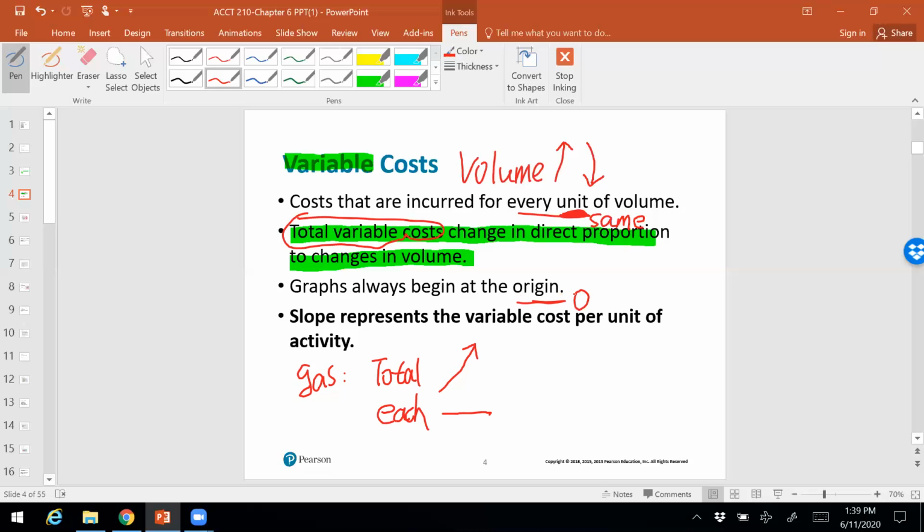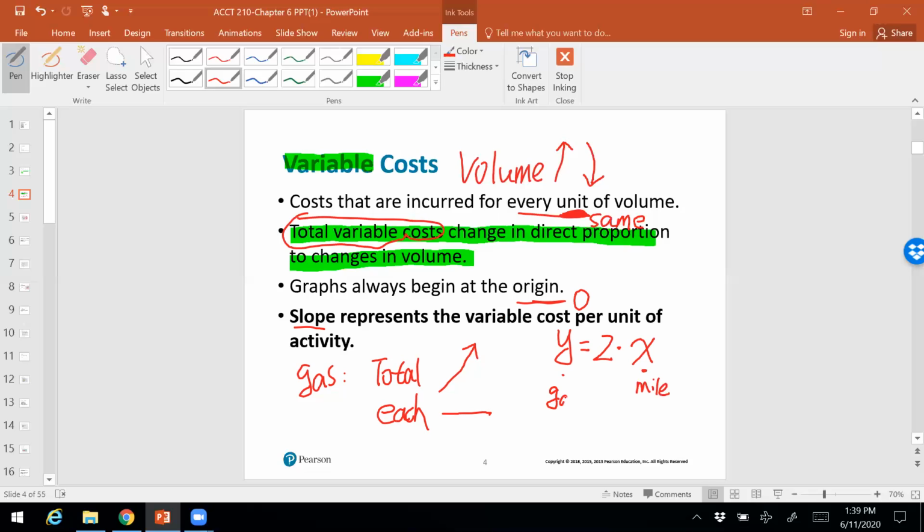Graph always begin at the origin, so we always start with 0, which means if the volume is 0, if you don't drive at all, your gas will be 0, okay? Slope represents the variable cost per unit of activity. You see the word slope, right? So this is kind of like a high school statistics. The function is y equals 2 times x. So that is our gas, the total cost of our gas related with the miles. Okay, so this is the mile, and then this is our total gas.